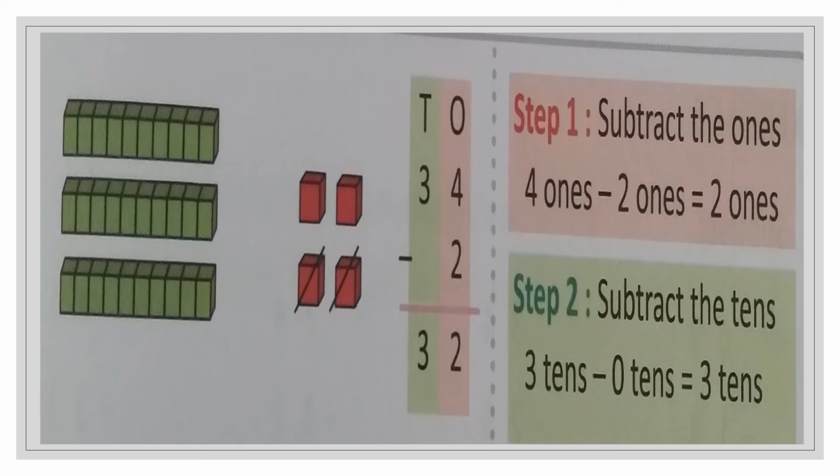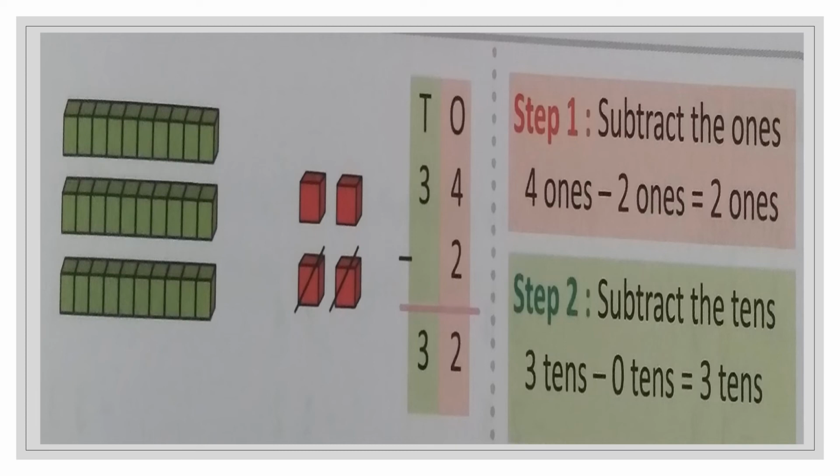Let us first write it in the vertical form. Here it is 34 minus 2. As we have followed the method of adding ones first, we will follow the same step in subtraction too, children. First step is subtract the ones. So we subtract 4 ones minus 2 ones will give us what? 2 ones, children. As you can see in the picture, there are 4 ones, and from that we have struck out 2 ones. So we get 2 ones.